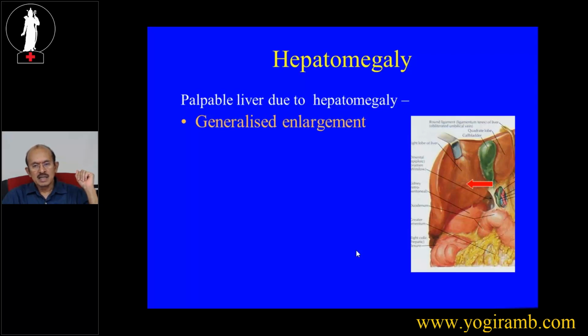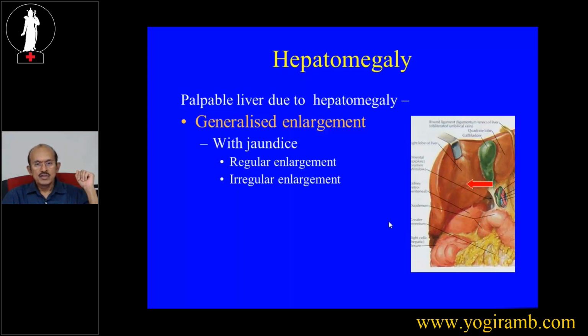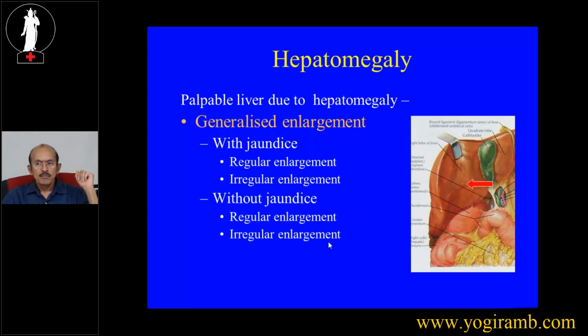True hepatomegaly may be a generalized enlargement. This again can be classified into with jaundice and without jaundice, and either may be a regular enlargement or irregular enlargement. So whenever you see a patient with hepatomegaly, you must look for these other two things also: whether there is jaundice or not, and whether the enlargement is smooth or irregular enlargement of the liver.